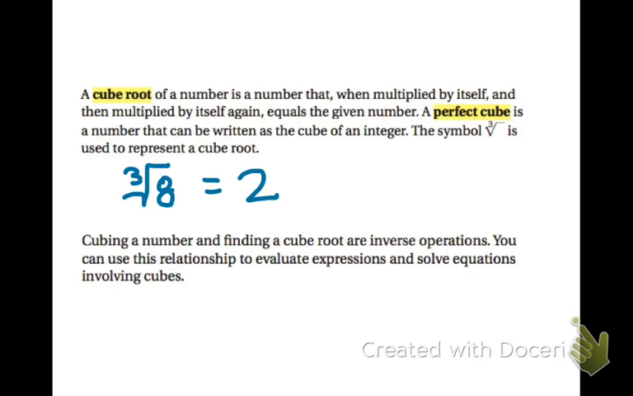Because an integer can be cubed, we can actually see a negative under a cube root symbol, because -2 times -2 times -2 is equal to -8. So that's a little bit different than in our squares and square roots. Cubing a number and finding a cube root are inverse operations, and we'll use them to evaluate expressions and solve equations.